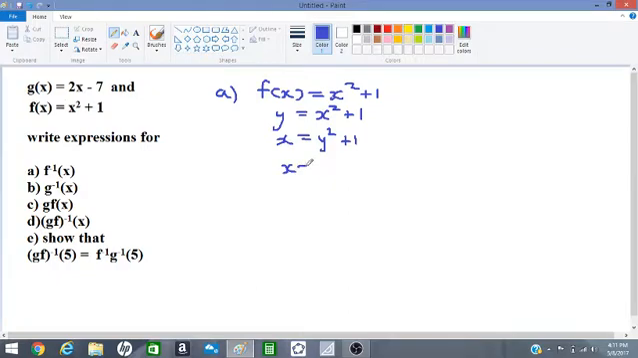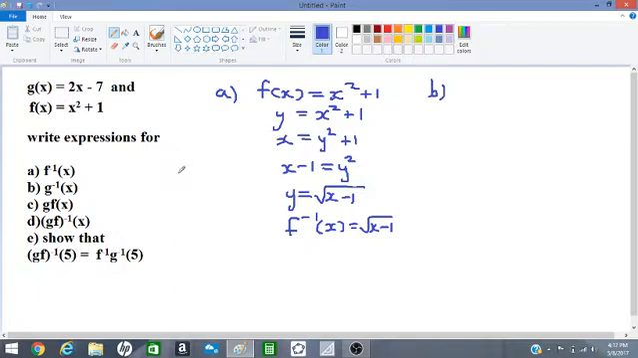Subtract 1 from both sides. And then find the square root of both sides. This is the answer for the first part: root of x minus 1. Let's look at part B now.